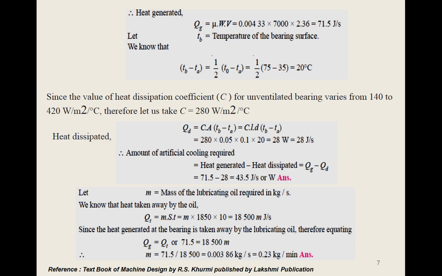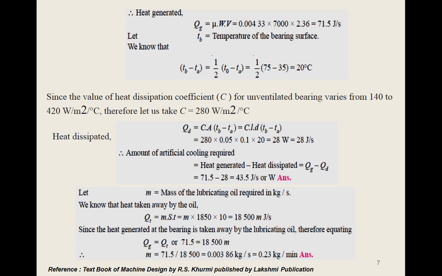The heat dissipated Qd is equal to C A into Tb minus Ta. A is L into D. Here the L and D values will be taken in meters, because we have to calculate the amount of heat in joule per second or watt. So Qd calculated is 28 joule per second. The amount of artificial cooling is 71.5 minus 28, which is equal to 43.5 joule per second or watt. The first answer is completed.